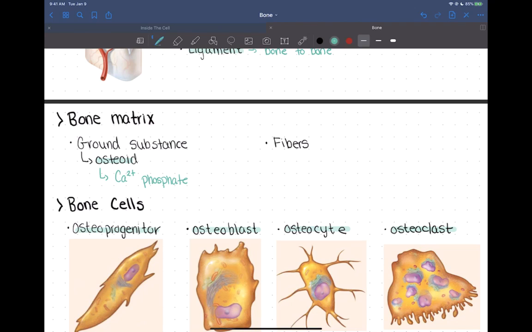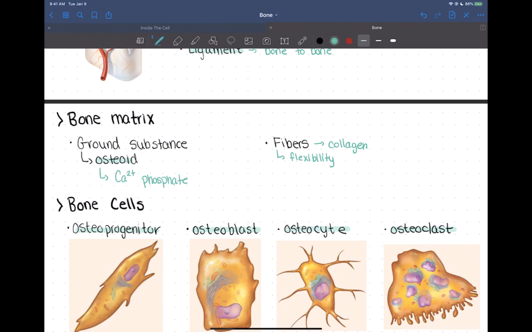Right? And then the fibers in bone are going to be collagen. All right, and collagen also is very strong, but the presence of collagen in bones gives the bones a little bit of flexibility. All right. Okay. So the osteoid, that calcium phosphate matrix, gives bones hardness, and the collagen gives it a little bit of flexibility.